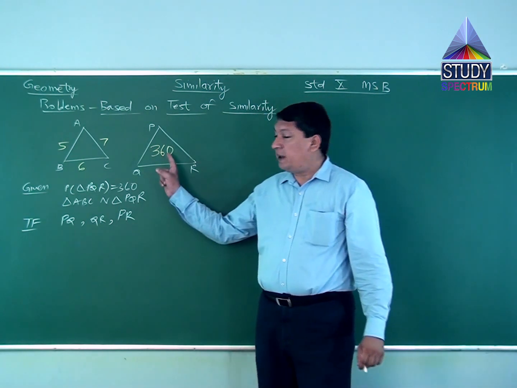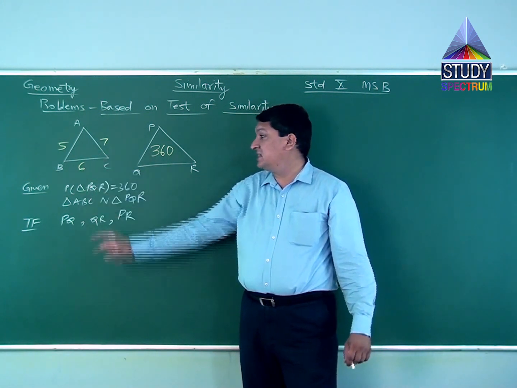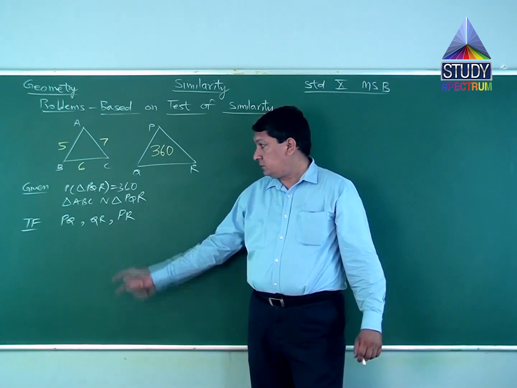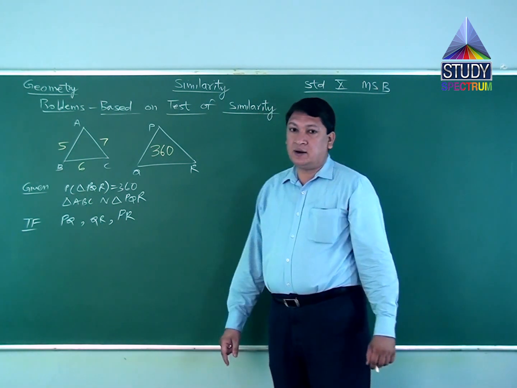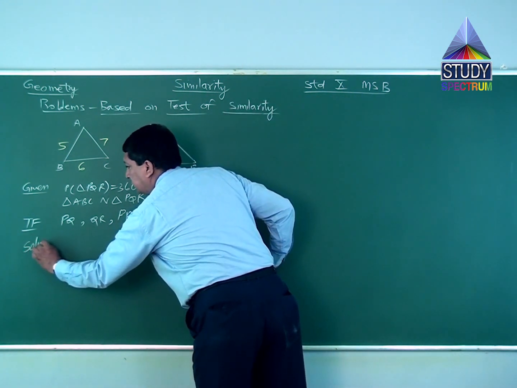Again, the perimeter is 360, and the sides given to us for triangle ABC are 5, 6, 7. The triangles are given to us as similar. We need to find out the sides of triangle PQR. Let's see how we are going to get the answer for this.